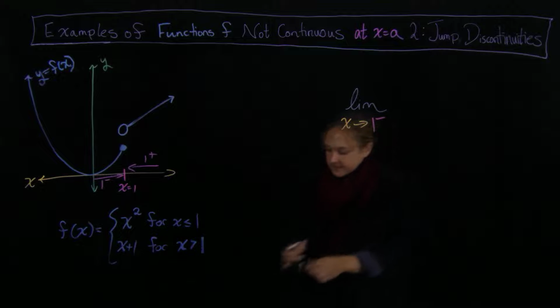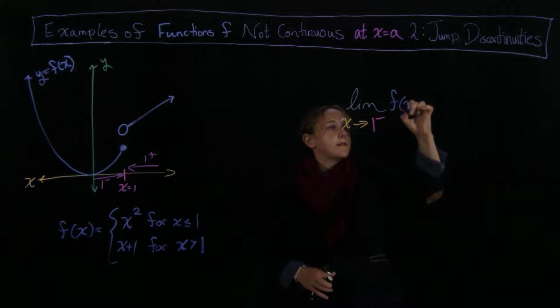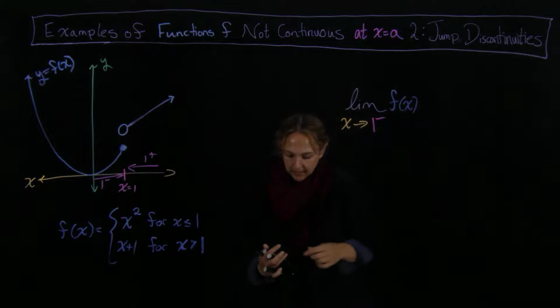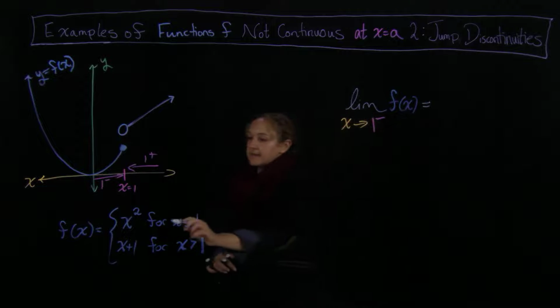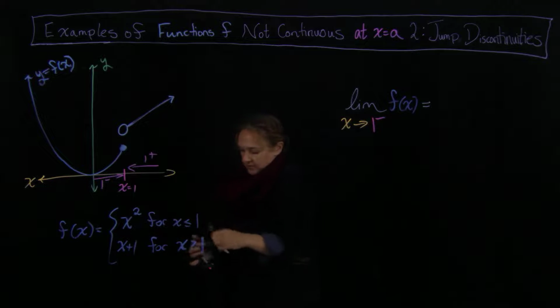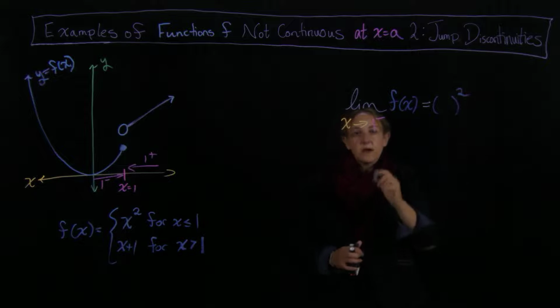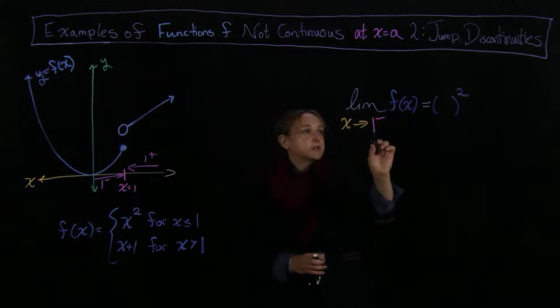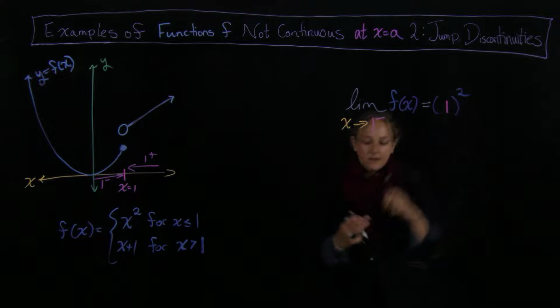Then what happens to the limit of f of x? Well, because the values are less than 1, I'm allowed to use this function here. That's my x squared. And because this is actually defined there, I can just put 1 right into there. That's not a problem. And I get out 1.